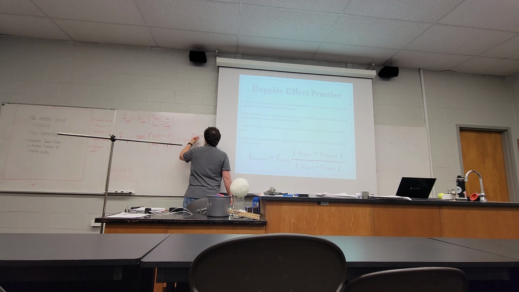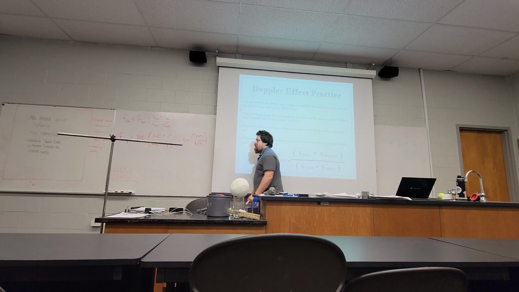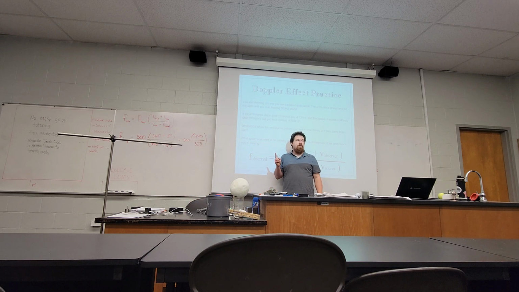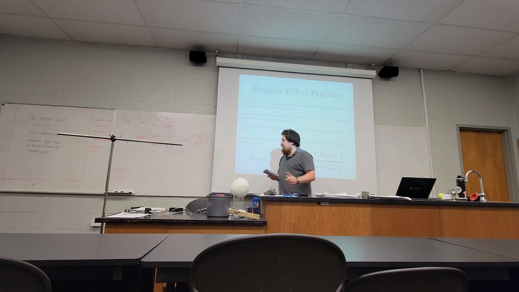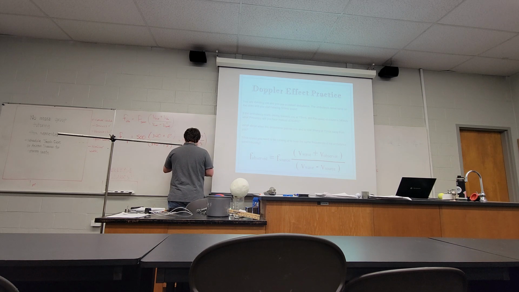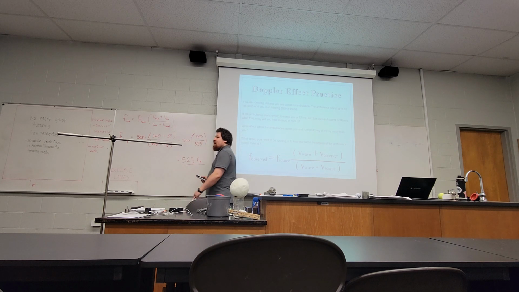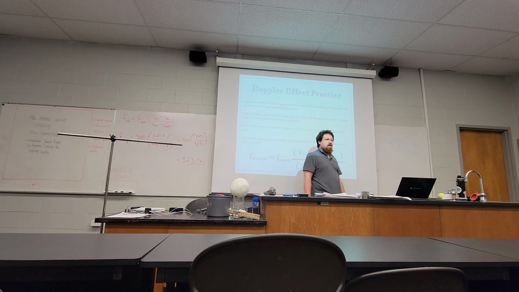If you work this fraction all the way through, you'll get 500 times 340, because the top plus 0 doesn't do anything. But then underneath, you've got 340 minus 15, so 325. That fraction is bigger than 1, bigger numerator than denominator, and that's going to give you a bigger observed frequency because the ambulance is moving towards you. 340 divided by 325 times 500. As a result, you will end up hearing 523 hertz approximately, which is enough of a difference for the human ear to pick up on.